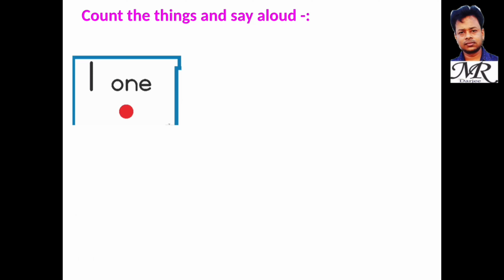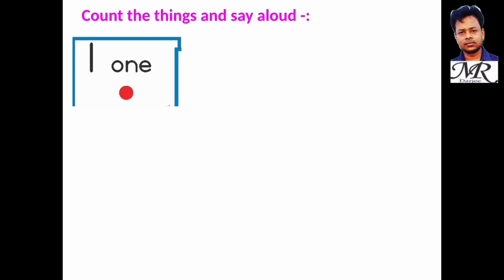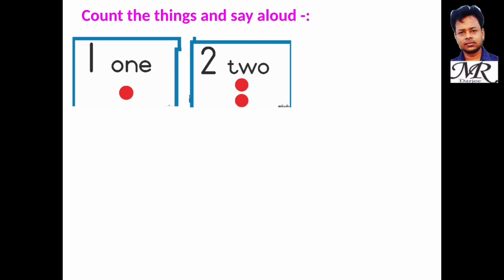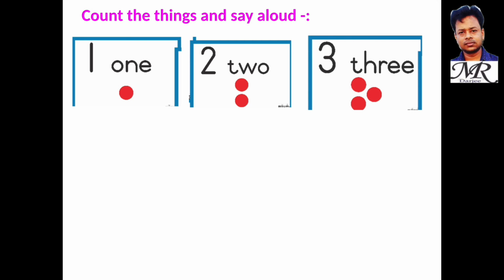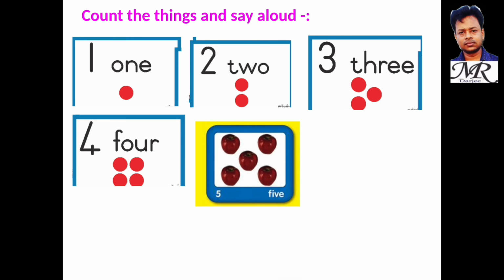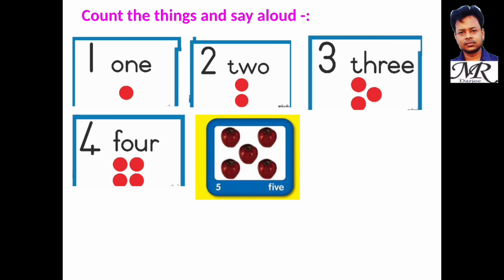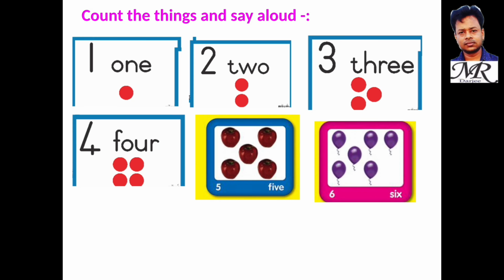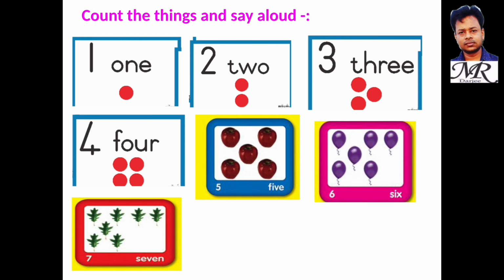Count the things and say aloud. 1, 2, 3, 4, 5, 6, 7, 8, 9.